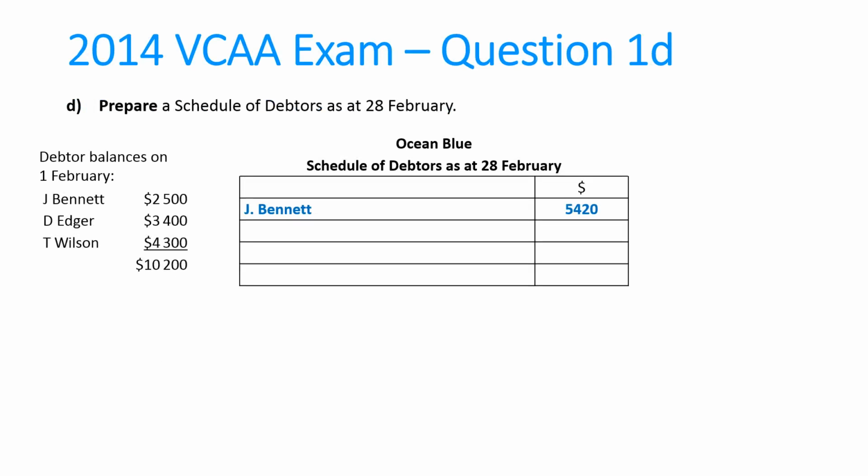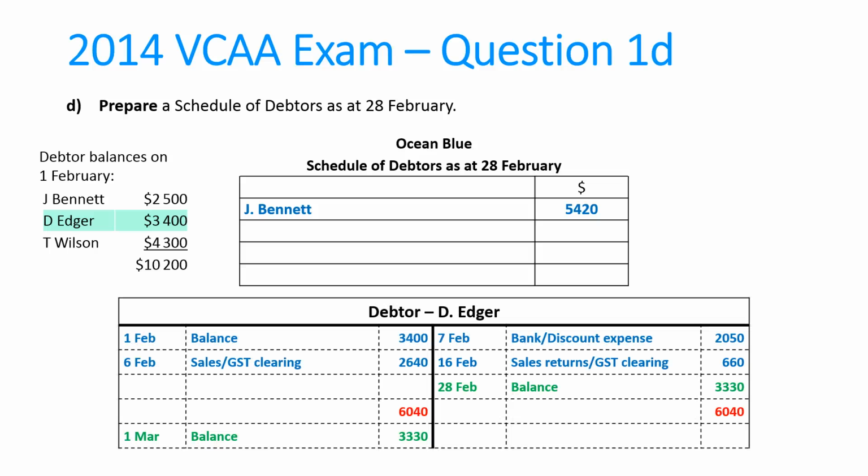We then have D. Edger. At the beginning of the month, D. Edger owed us $3,400. We can take a bit of a shortcut here. We don't need to go and recalculate balances and go through the sales journal and the cash receipts journal, because in an earlier question, we actually did D. Edger's subsidiary ledger. Whatever figure you got, in this case I balanced to 3,330, you were just going to carry that balance forward and get a carry forward mark.